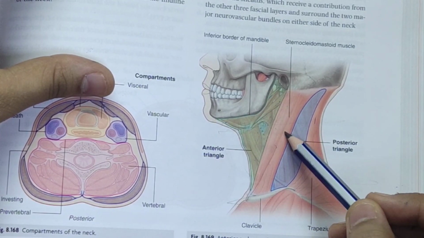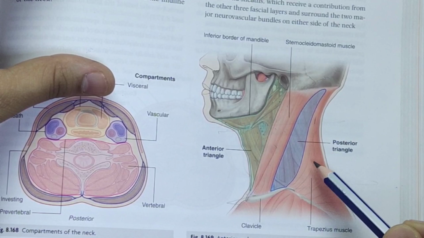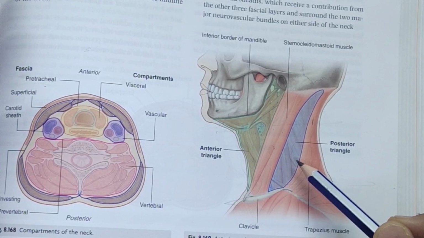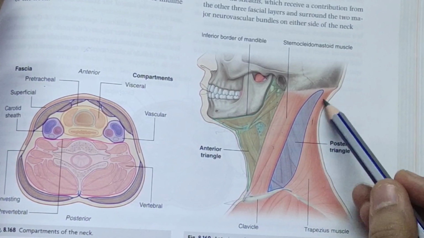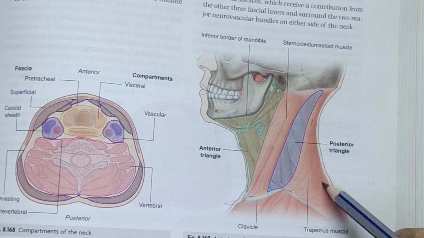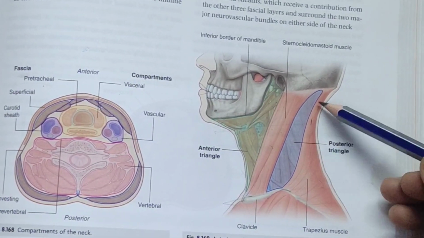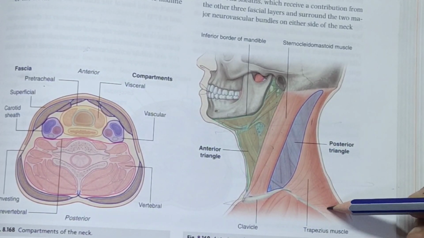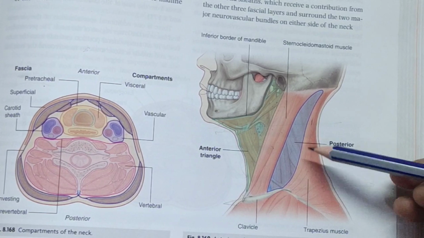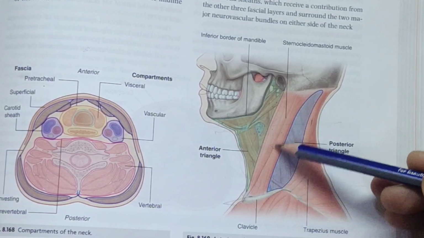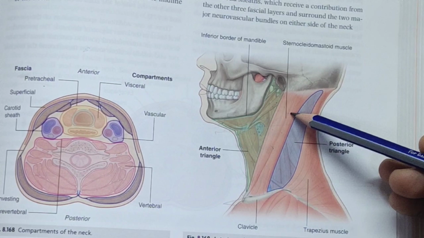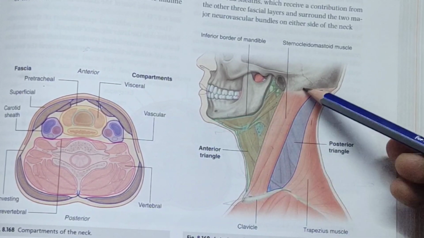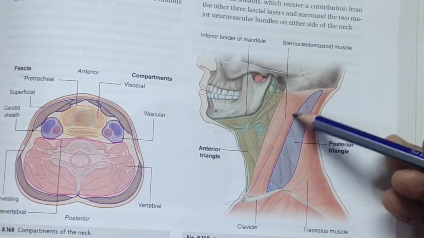And now we have the posterior region of the neck, which is the space situated posteriorly to the external border of the trapezius muscle. So this is our trapezius muscle, and the region corresponding to the external border of the trapezius muscle is the posterior region of the neck. Then one we have is the sternocleidomastoid region. This muscle itself is equal to the region. The space this muscle occupies is our sternocleidomastoid region.